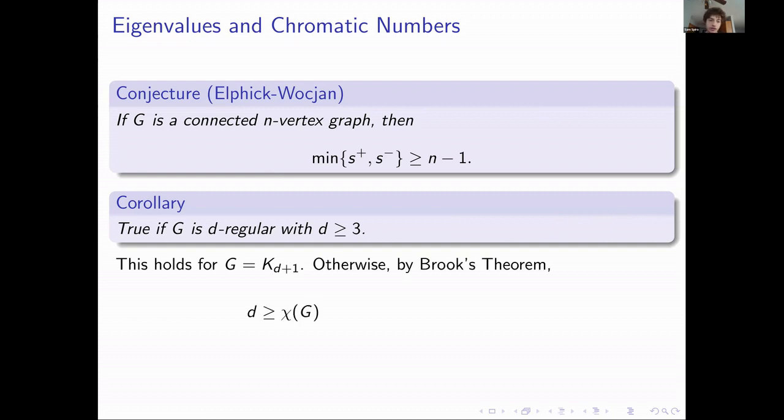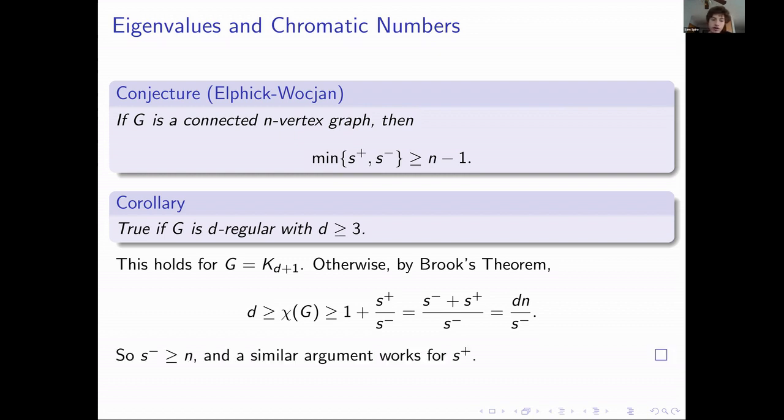So by Brooks' theorem, the chromatic number of our graph is going to be at most the maximum degree of the graph, which in this case is D. And by Ando and Lin's result, this quantity is going to be at least 1 plus the ratio of S plus over S minus. We can just bring that into one common fraction. And now S minus plus S plus is just the sum of the squares of all of the eigenvalues of the graph, because S plus is just the squares of the positive eigenvalues, S minus is the squares of the negative ones. So because we have the sum of the squares of all the eigenvalues, well known, this is going to be twice the number of edges in our graph, which in this case, because we're a regular graph, is exactly nD. And now if you maneuver things around, you get that S minus is at least n minus 1, which is even better than we were trying to do.